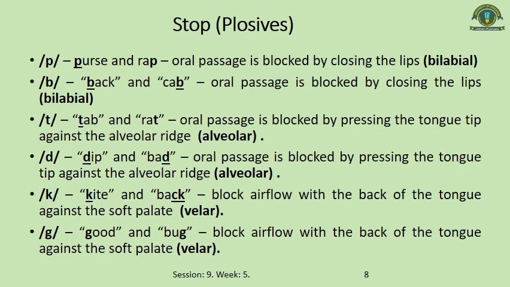Okay? Our next sound is d. What are the words which can help us to understand this sound? Dip, bad. Now what happens? Again you can see the oral passage is blocked by pressing the tongue tip against the alveolar ridge. So both these sounds are alveolar sounds, and we call them stops, as p and b are bilabial. Okay? So p, b, t, d.